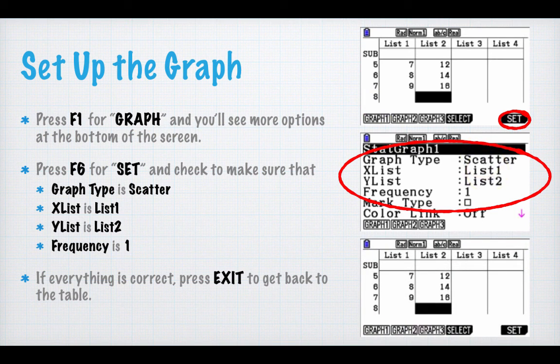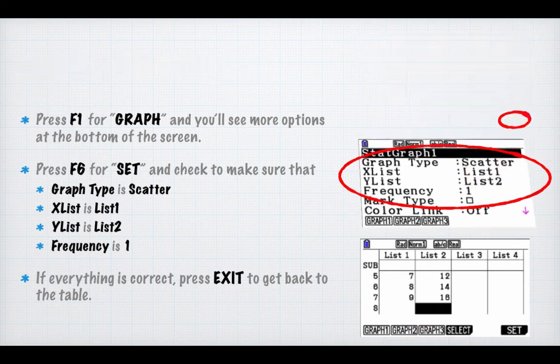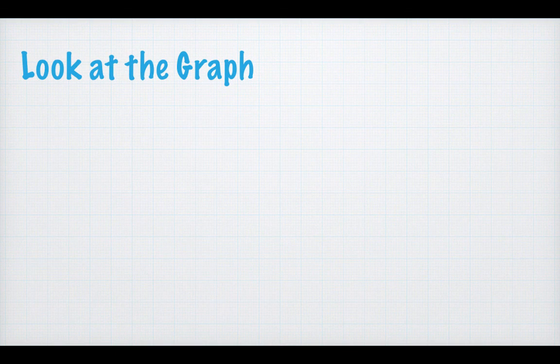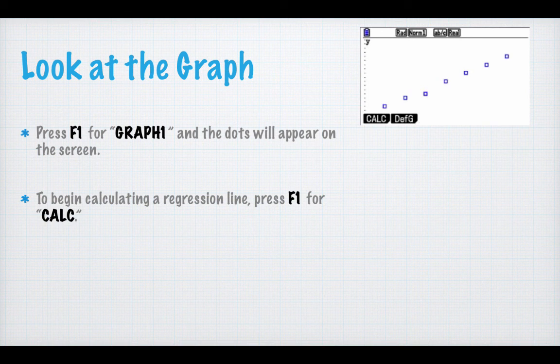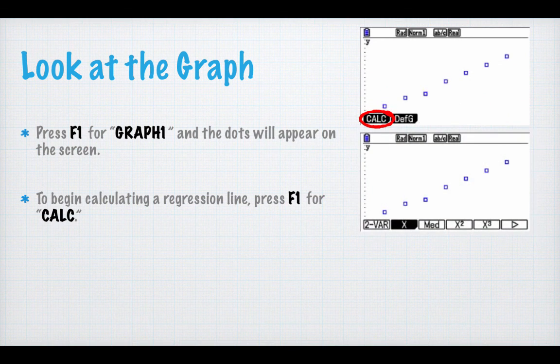Then when everything's done, I press the exit button and I'm back to where I was before. And it's time to look at the graph. Okay, so I press F1 for graph 1 and I see my blue dots showing up on the screen. Now if I wanted to find a line of best fit for that, I'm going to calculate it. The calculator actually gives me the best line of fit, not just some random estimate like we were doing in the last lesson. It gives me the best line for those points.